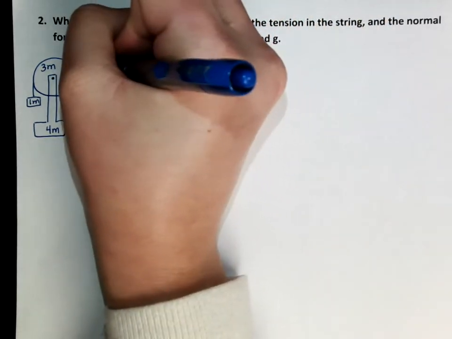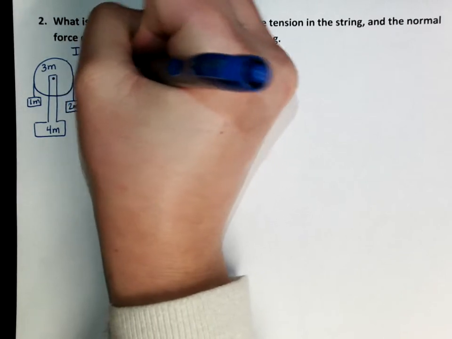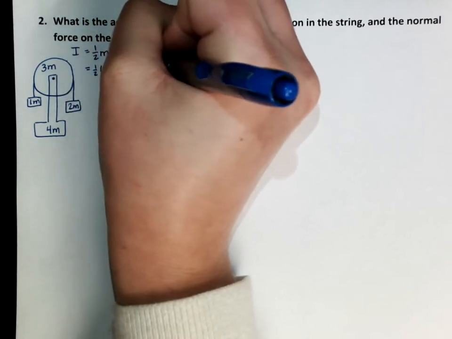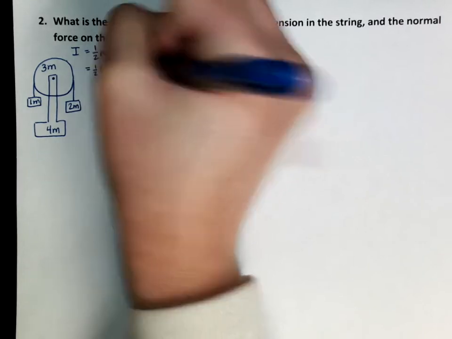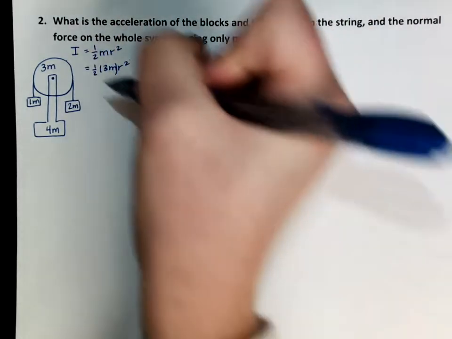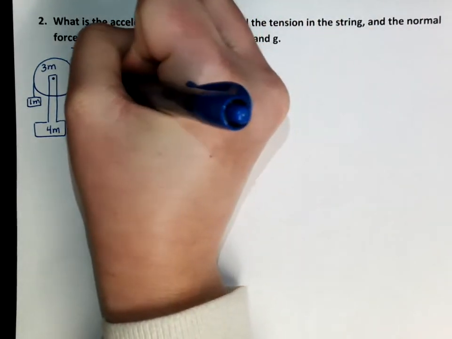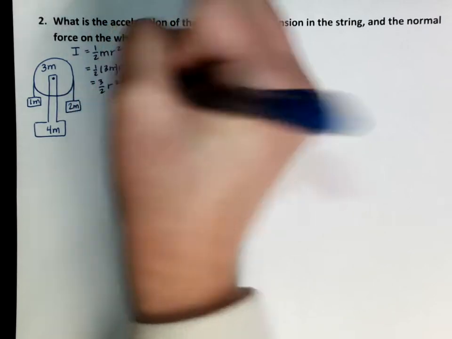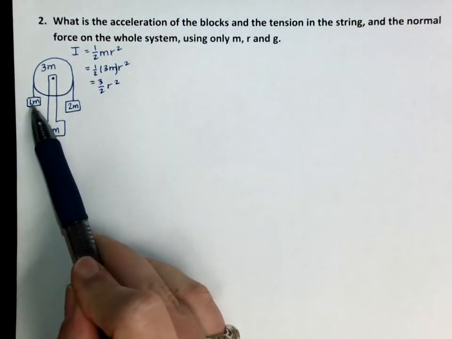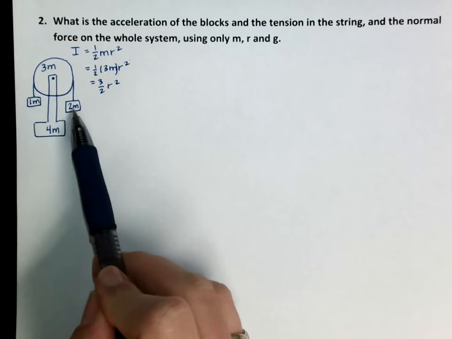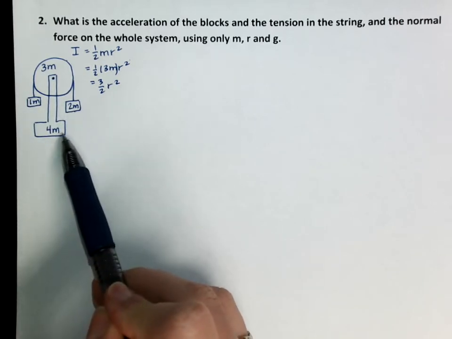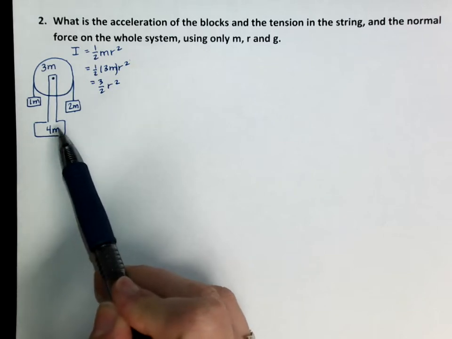So its moment of inertia is actually 1/2 3mr squared, which becomes 3/2 mr squared. Okay, we have two masses hanging from the pulley. One has a mass of 1m. The second mass is twice the size, so it's 2m, and it's all being held by a base of 4m.